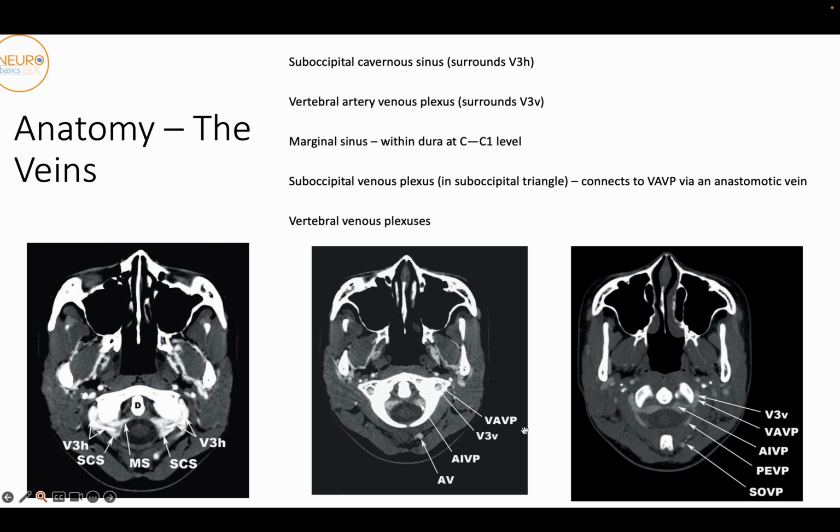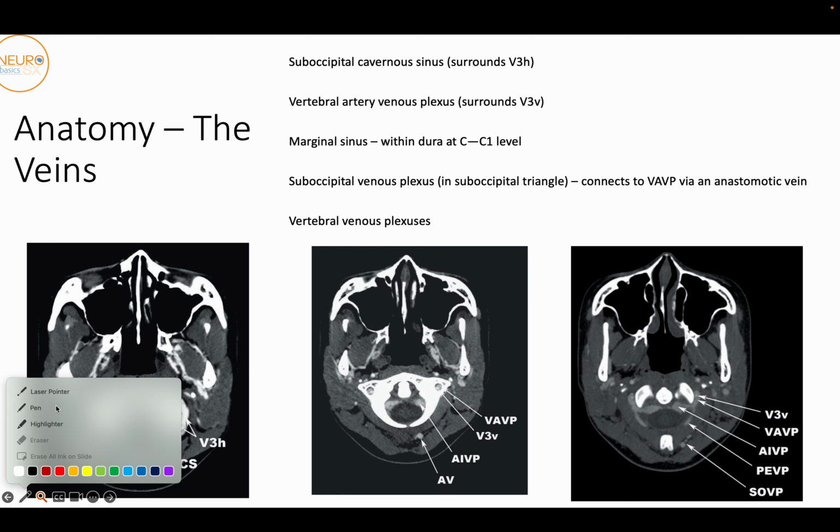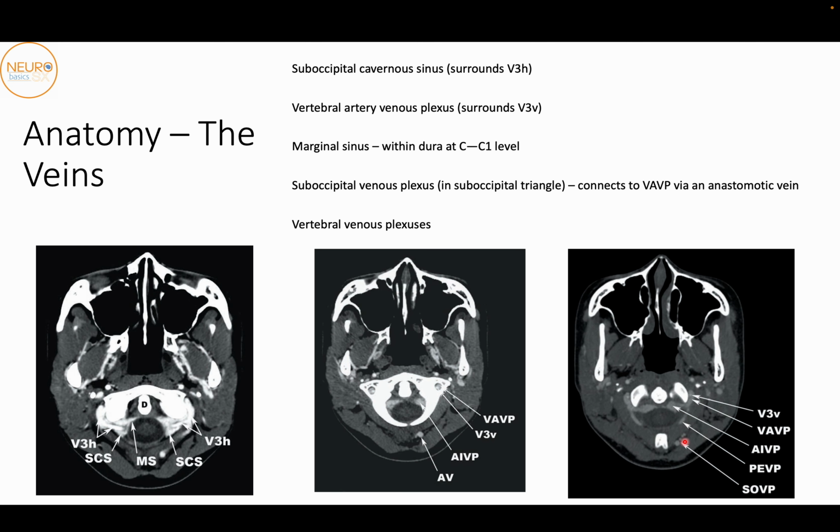Marginal sinus is something we'll all be commonly aware of. The marginal sinus is located within the dura at the C0, C1 level, basically at the level of the foramen magnum, and it connects the occipital sinus with all these sinuses which are located inferiorly over here. Apart from that, you also have the suboccipital venous plexus. Yeah, so the suboccipital venous plexus here is in the suboccipital triangle, basically outside the entire vertebral canal in the region of the muscles, and this will connect to the vertebral artery venous plexus through an anastomotic vein which can sometimes be seen.